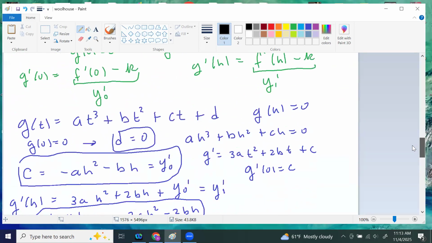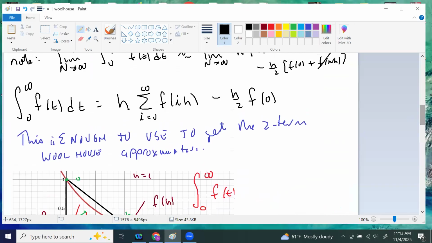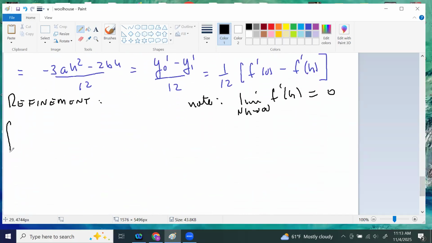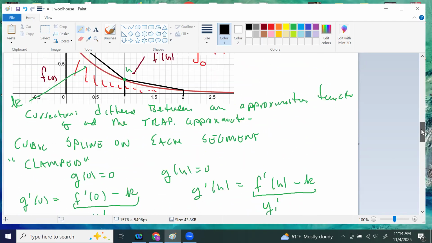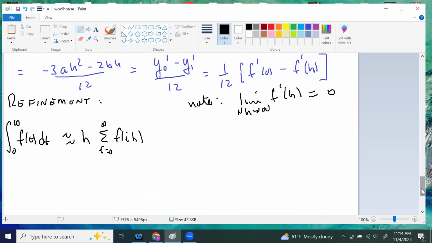So we are now ready to refine our approximation. So what we get now is the integral from 0 to infinity of f of t dt is approximately this infinite sum, h times the sum from i equals 0 to infinity of f of ih. That's going to be our annuity, our mth annuity due, because it does start at 0. Then we get our trapezoid right here, minus h over 2 f of 0.